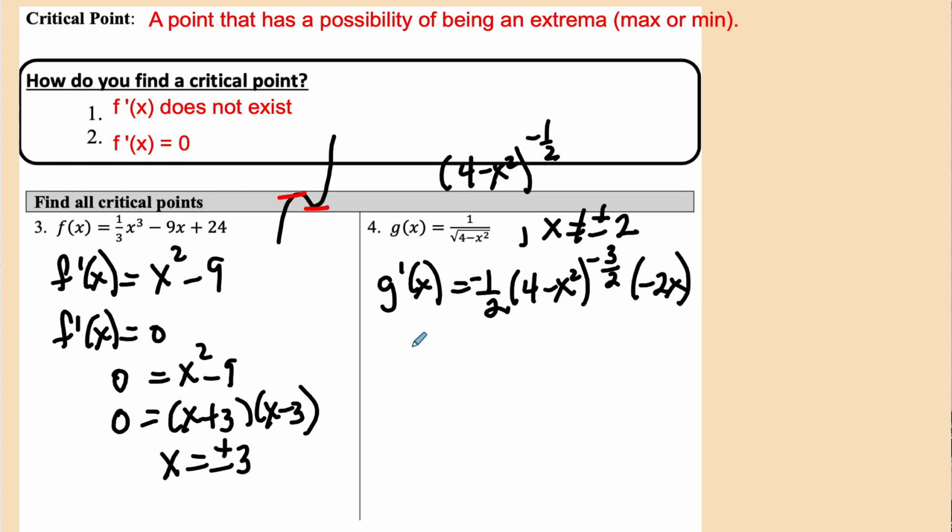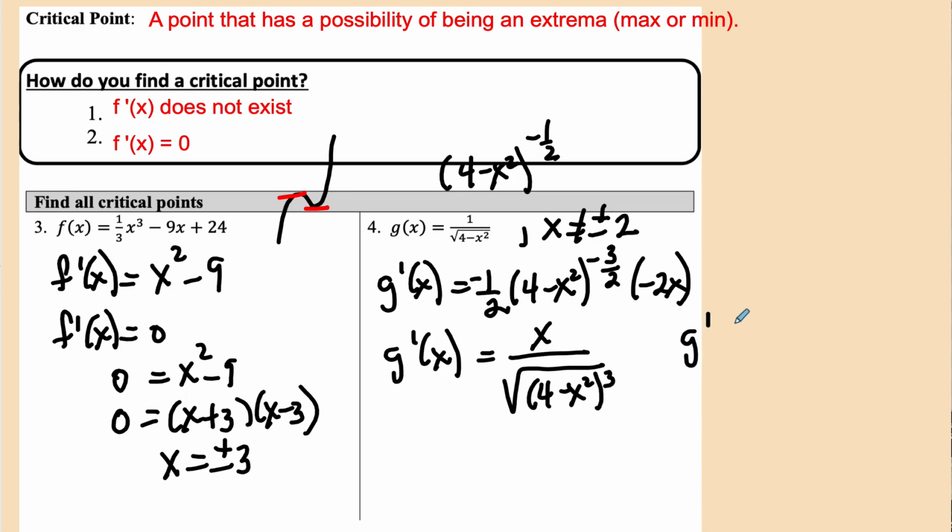Everything else looks okay. So when I clean it up a little bit, I am going to have a positive value, and I'll have an x in the numerator, and then I'll have the square root of 4 minus x squared to the 3rd power. Okay, now I know the derivative doesn't exist. g prime does not exist when the denominator is equal to 0.